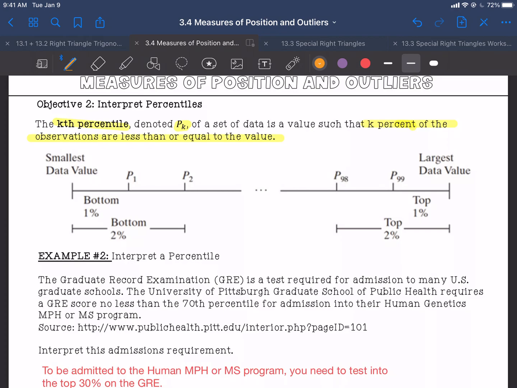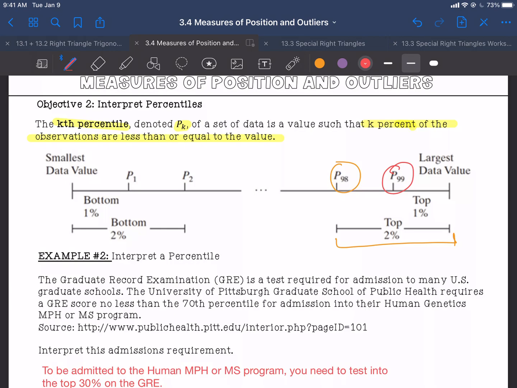So for example, like your P sub 98, that's your 98th percentile. So that means 98% of whatever we're talking about is below or equal to you, which also puts you in the top 2%. So like the 99th percentile means you're in the top 1% of the group.